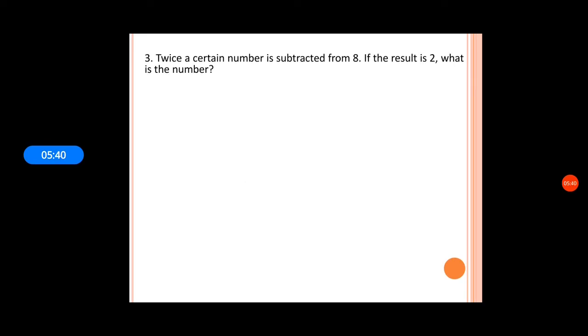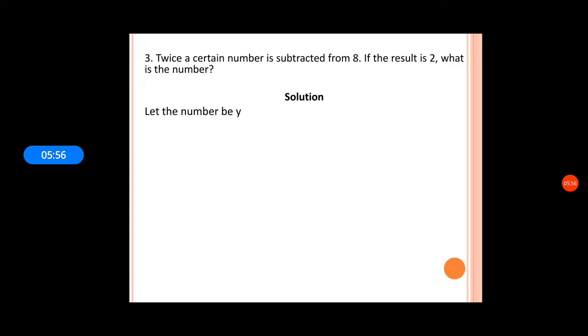Twice a certain number is subtracted from 8. Read it again. Twice a certain number is subtracted from 8. If the result is 2, what is the number? I've gone through the question. Then let's look at it.